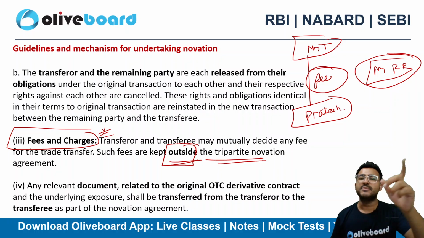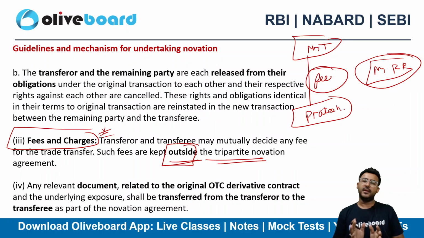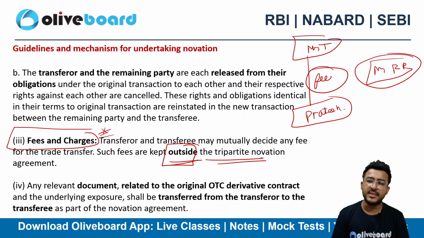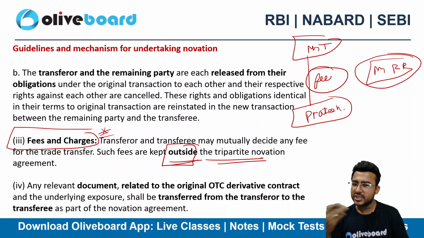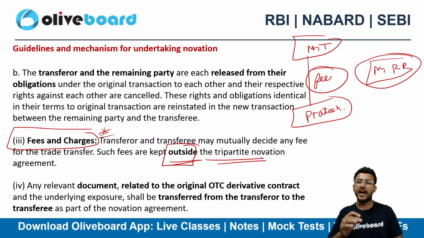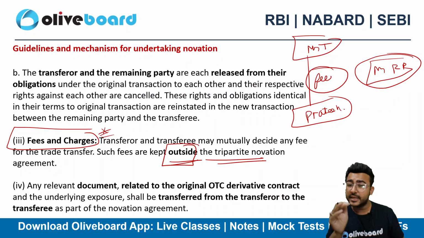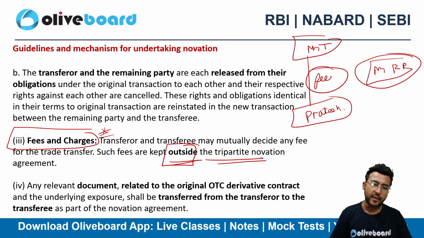But in case Mr. T is charging anything from me, if the transferor is charging anything from the transferee, additional, apart from the mark to market settlement, any kind of fees or any kind of charge, he can do so. But that will remain completely outside the contract, outside the triple contract. You can form a new contract with the transferor and the transferee directly. Okay.